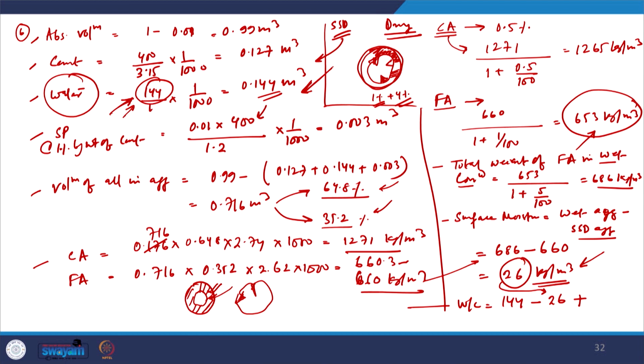It is equal to 1271 in the coarse aggregate minus what we got here, 1265. So, this is equal to 6. So, this 6 we have to again add here, because that we have not considered in our calculation. The moisture which we have to add becomes equal to 124 kgs per meter cube. Similarly, once we have calculated, the water cement ratio can be worked out for the given cement content.